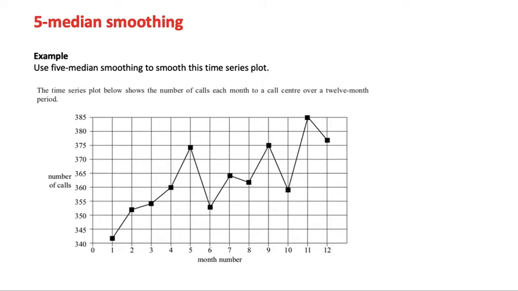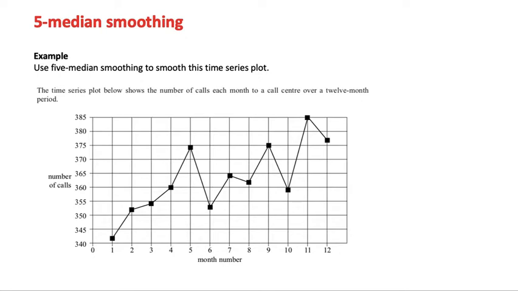Hello further math students. In this video we're going to go through an example of 5 median smoothing. Hopefully you've just watched the video or you have already tried a few examples of 3 median smoothing. It's a very similar process. We're just using groups of 5 points this time instead of groups of 3.